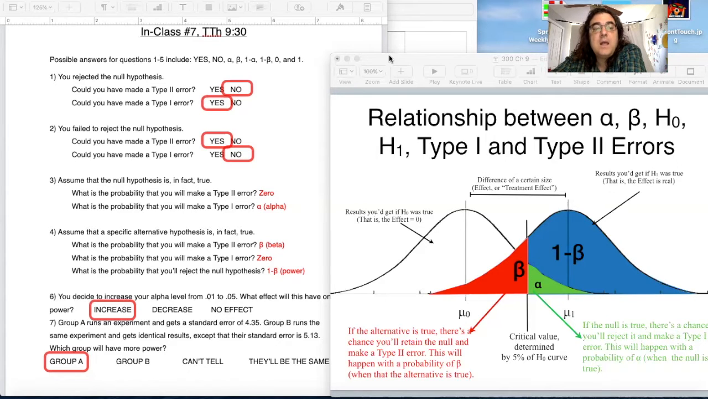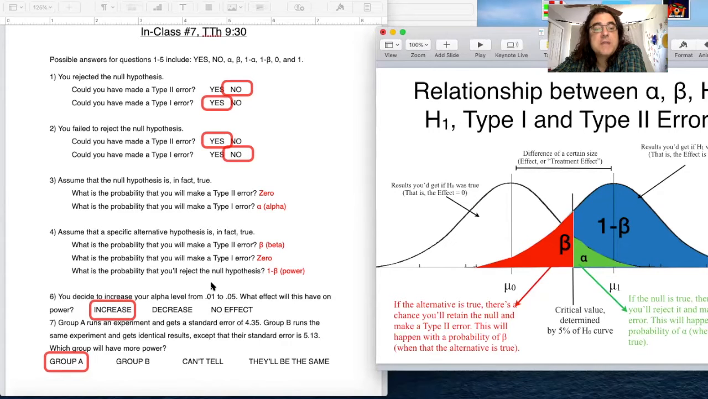Okay, number 6 and number 7, you decide to increase your alpha level from 0.01 to 0.05. What effect does this have on power? This will increase power. Take a look. Here is the line that is the critical value. That critical value is there because of the size of alpha.